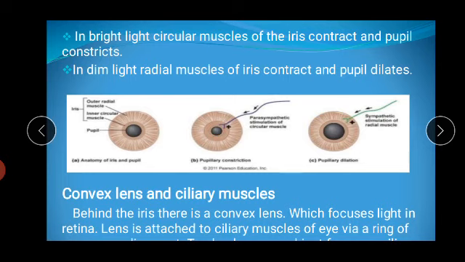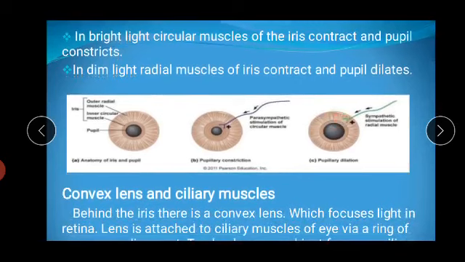When there is bright light, you immediately blink your eyes to prevent your eyes from any damage. Then what is happening in the back? In the bright light, these circular muscles contract, the pupil will constrict, and in the dim light, radial muscles of the iris contract. You can see from this diagram, these radial muscles contract and the pupil will dilate. You can see from the size that the pupil will dilate in the dim light.